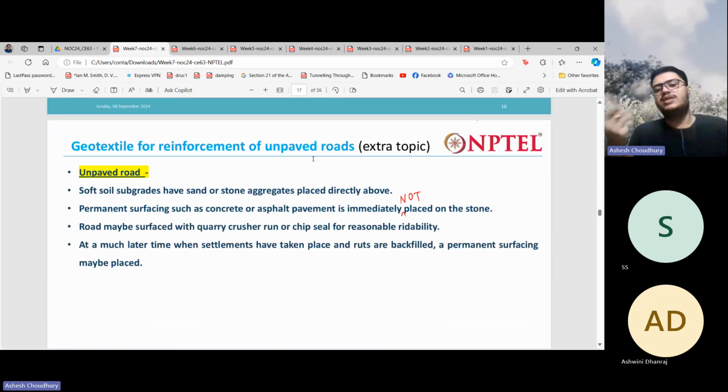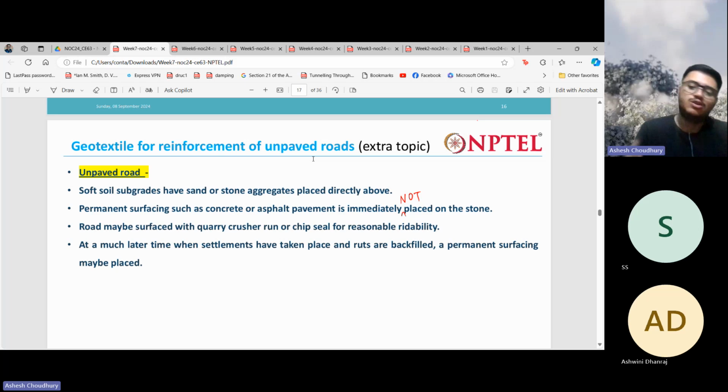Then we discussed an extra topic, the unpaved road, as we had time. So I thought I would just introduce this topic. We saw that with the use of geosynthetic, with the use of geotextile, we are able to reduce the thickness or the quantity of the aggregates required to construct an unpaved road. So what are unpaved roads? Unpaved roads are nothing but a soft soil subgrade, and directly over that we have stone aggregates placed.